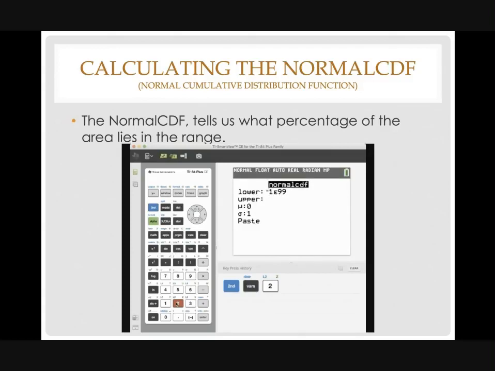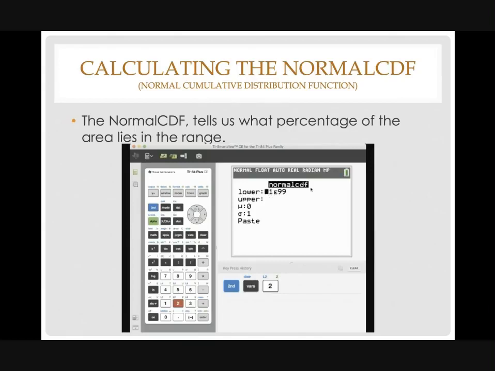Now, if you do not see these items listed in this manner, that's okay. You'll probably just see normal CDF with an open parenthesis. So I want you to enter in those numbers, just like these that we're going to fill in, but just add commas after them and close the parenthesis. You'll get the exact same answers.